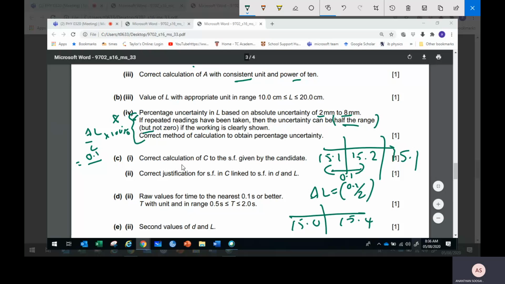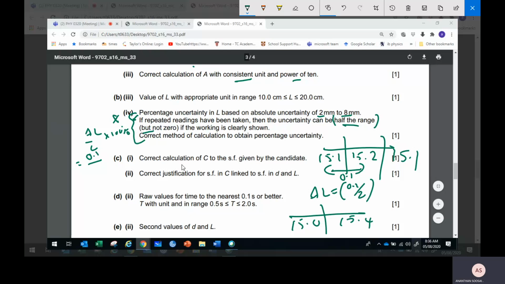C, you calculated correctly. C, they give a formula, right? What is the formula? C equals square root of L over A. So L, how many significant figures? Maybe 3, let's say. A, let's say 2 significant figures. So C must go for the least one. 3, 2. So the final answer is 2 significant figures.